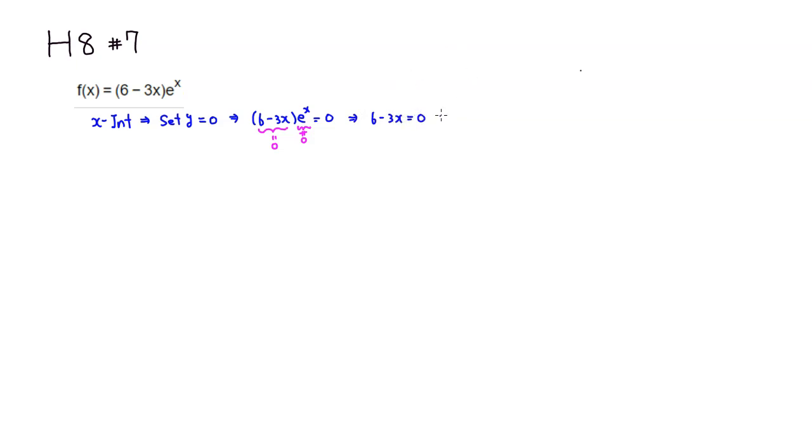Then we can just subtract 6 from both sides. So you have negative 3x is equal to negative 6. Then we can simply divide through by negative 3. So we know that x is equal to negative 6 divided by negative 3, which is positive 2, right?